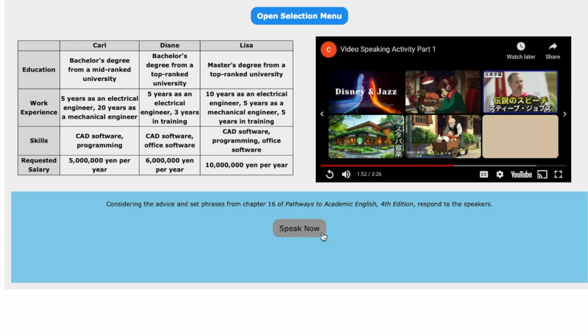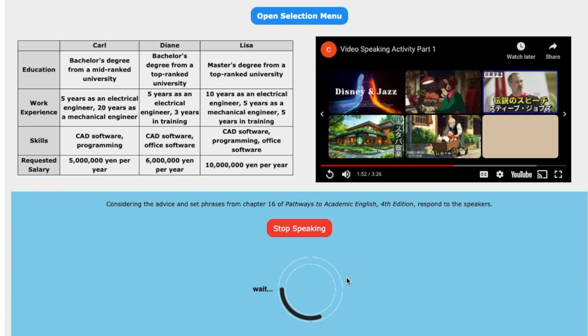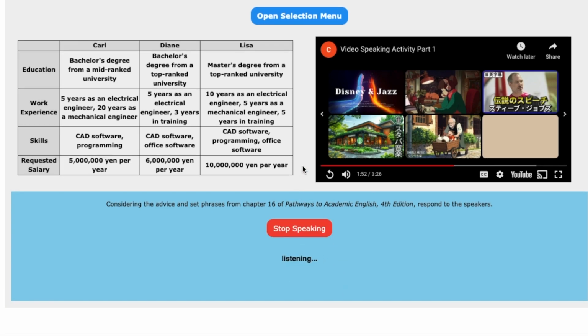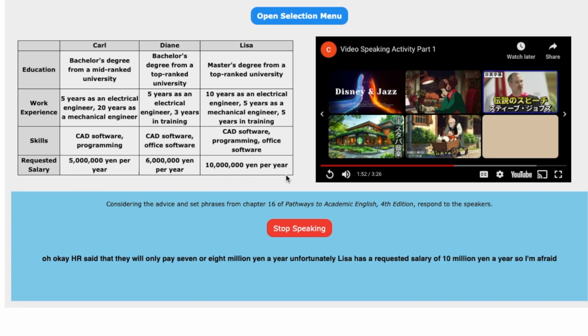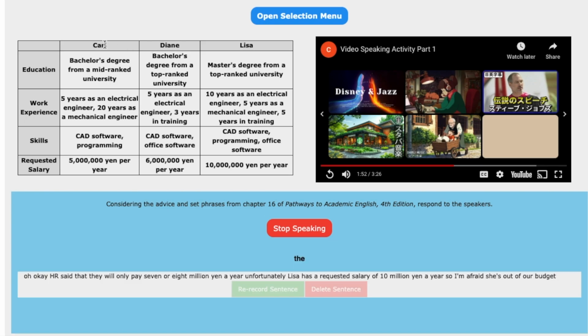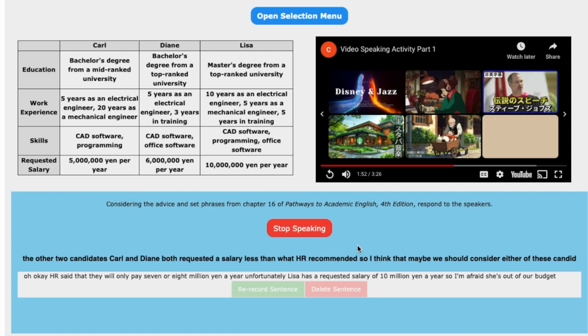So, when you're ready, you should push speak now. Oh, okay. HR said that they will only pay 7 or 8 million yen a year. Unfortunately, Lisa has a requested salary of 10 million yen a year, so I'm afraid she's out of our budget. The other two candidates, Carl and Diane, both requested a salary less than what HR recommended, so I think maybe we should consider either of these candidates.